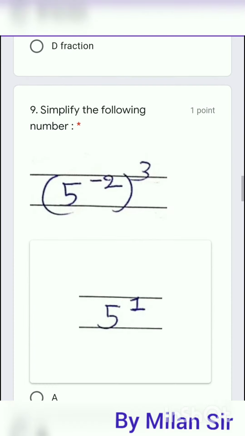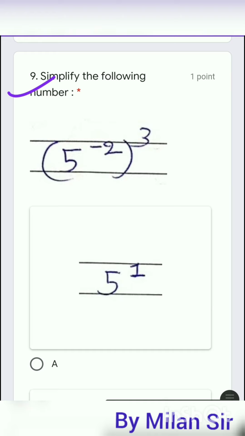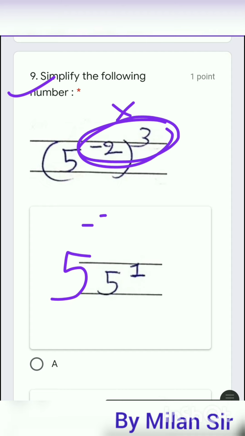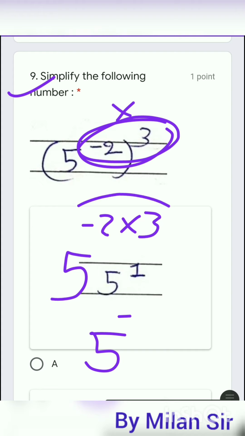After that, simplify the following number. Here 5 raised to minus 2 raised to 3, an exponent of an exponent, is given to you. If an exponent of an exponent is given, then we need to multiply the exponents. That means minus 2 multiplied by 3. Exponent of exponent, we need to multiply it. So 5 raised to minus 6. Here 5 raised to minus 6.